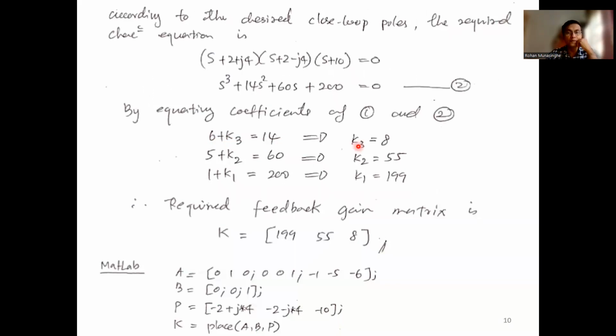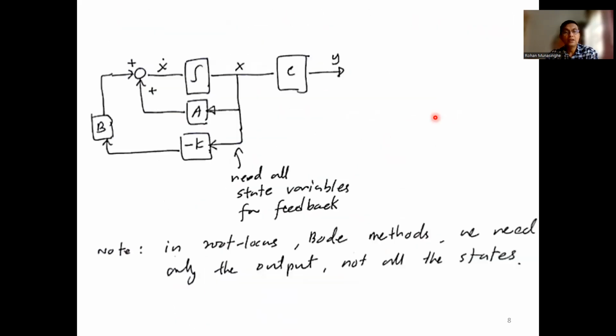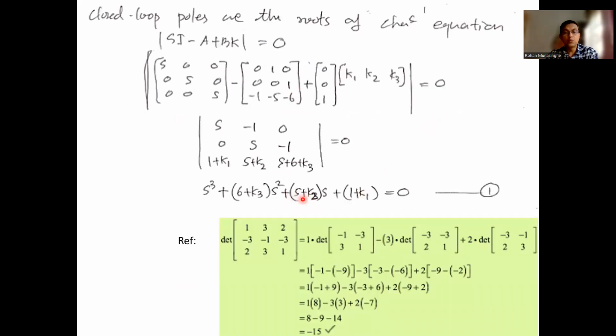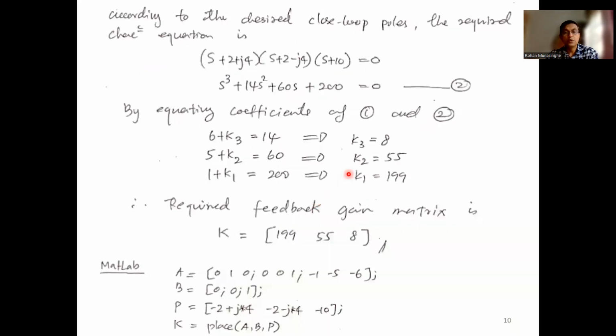So you find K3. And look at the third term, which is the S term, 60S here. And here it is 5 plus K2. So 5 plus K2 is equal to 60. You can calculate K2, and same way you can calculate K1, which has to be 199. Very simple, right? You can calculate all these gains, K1, K2, K3, so that you can implement the state feedback controller. So this is the gain matrix.